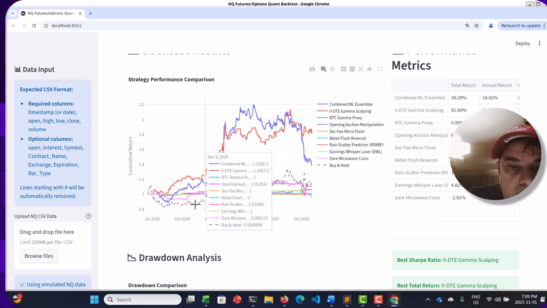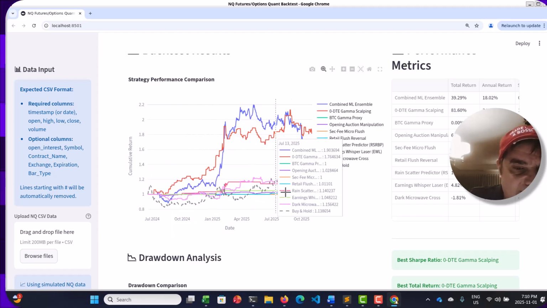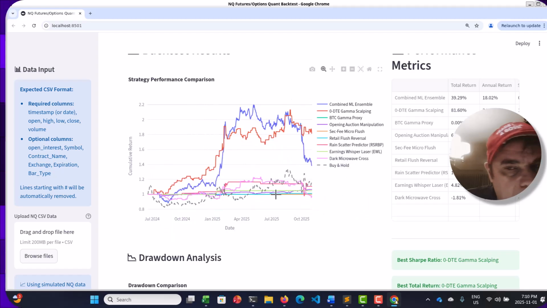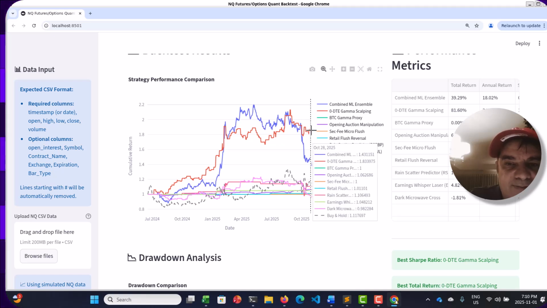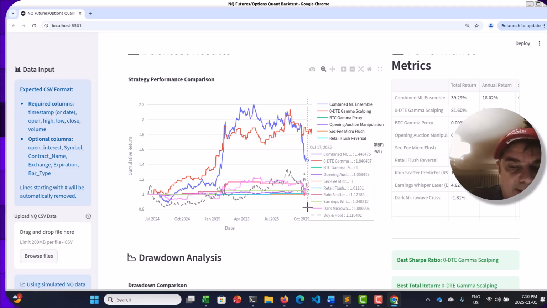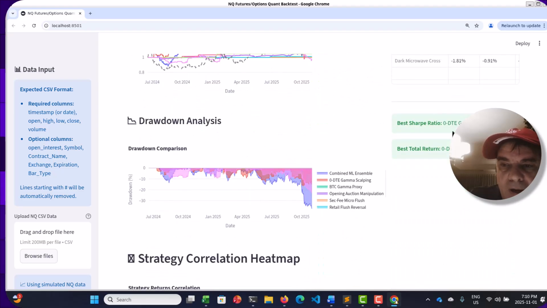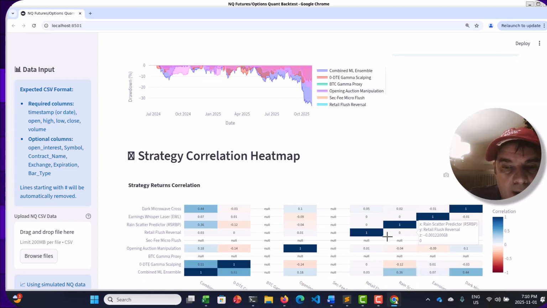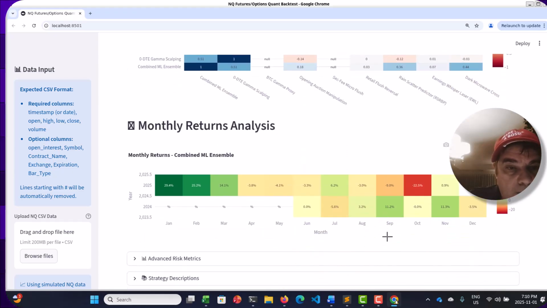So you can see here, this is your buy and hold, the dashed line. So that might be pretty typical. This has gone back a year now, 2024. So you can see here, we're dealing with zero DTE gamma scalping. Boom, that might be your best bet. At one time you have a combined ML ensemble, and everything else sucks. So maybe the zero DTE scalping is the best one. So let's try to understand that.